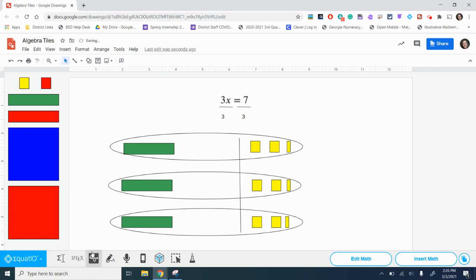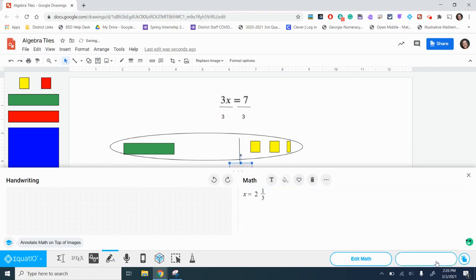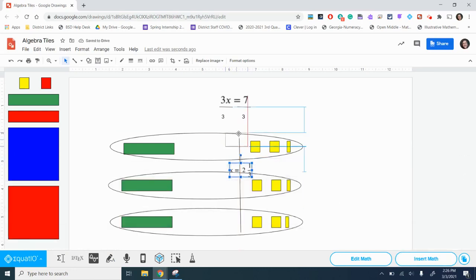So since the answer is in fraction form, I'm going to write that using Equatio. x is equal to 2 1/3. Insert the math. And I'll move that up here.